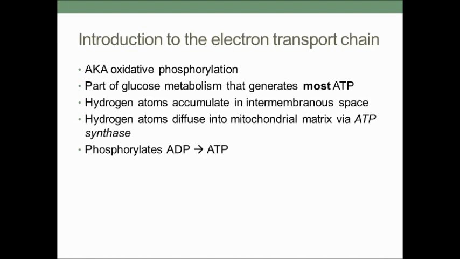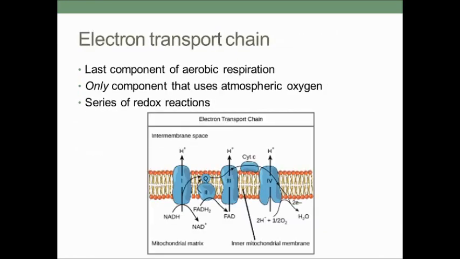We do this by accumulating hydrogen atoms, and hydrogen atoms are going to be a carrier of energy that we're going to use and harness to create ATP. So hydrogen atoms will accumulate in this intermembranous space. They will diffuse into the mitochondrial matrix via ATP synthase, which is an enzyme. And this phosphorylates ADP into ATP. You didn't think this was going to be uncomplicated, right?